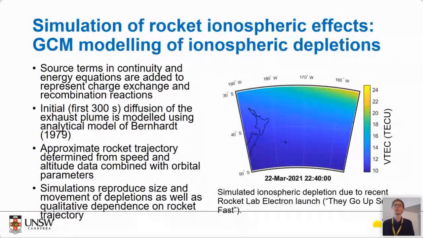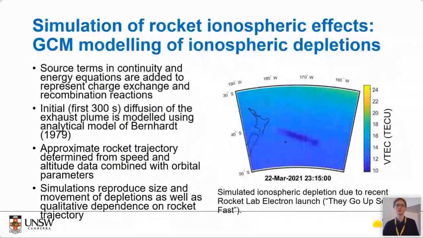Okay, so in the first instance, to model the depletion of the ionosphere due to rocket launches, I've modified a general circulation model called GITM to include source terms in the continuity and energy equations, to represent those charge exchange and recombination reactions. I model the initial diffusion of the exhaust plume on subgrid scales analytically, and then add this to GITM. I use an approximate rocket trajectory determined using speed and altitude data.